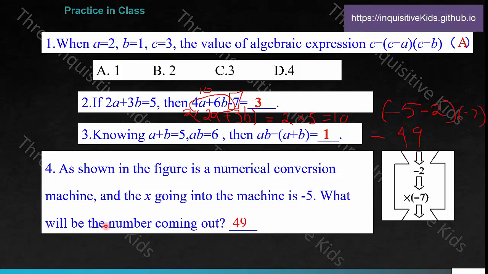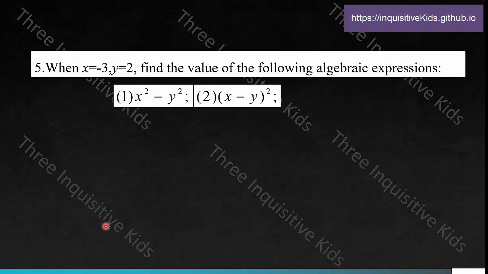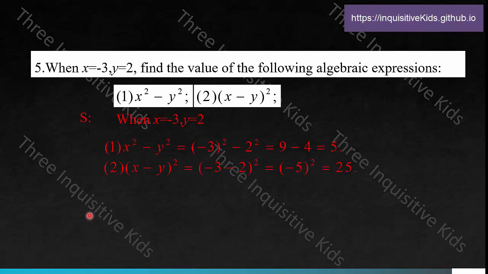So did you get all of these correct? If you did, let's move on. 5. When x equals -3 and y equals 2, find the value of the following algebraic expressions. The first one, -3 squared minus 2 squared, which would be 9 minus 4, which would be 5. And the second one becomes the difference between -3 and 2 squared, which would be -5 squared, and that would be 25.